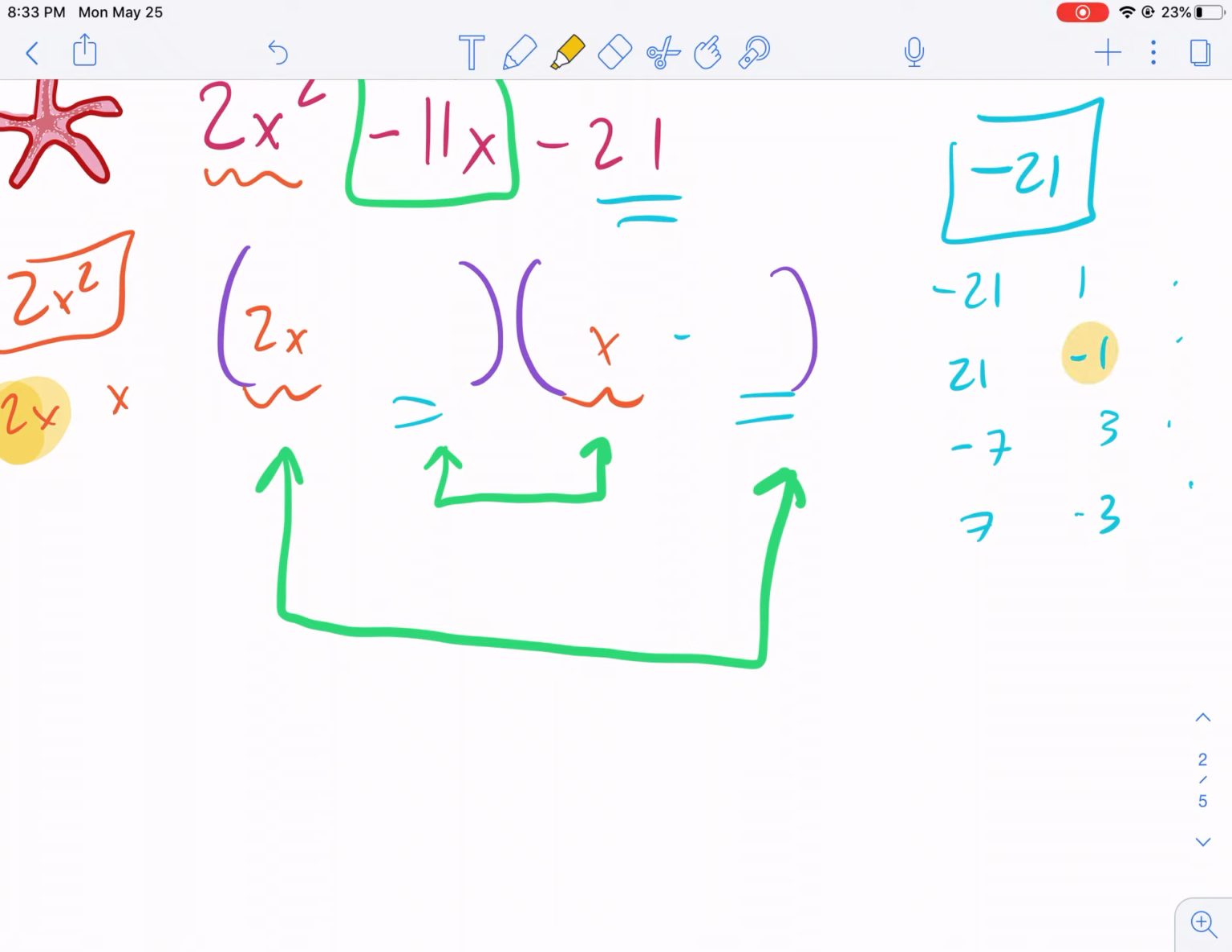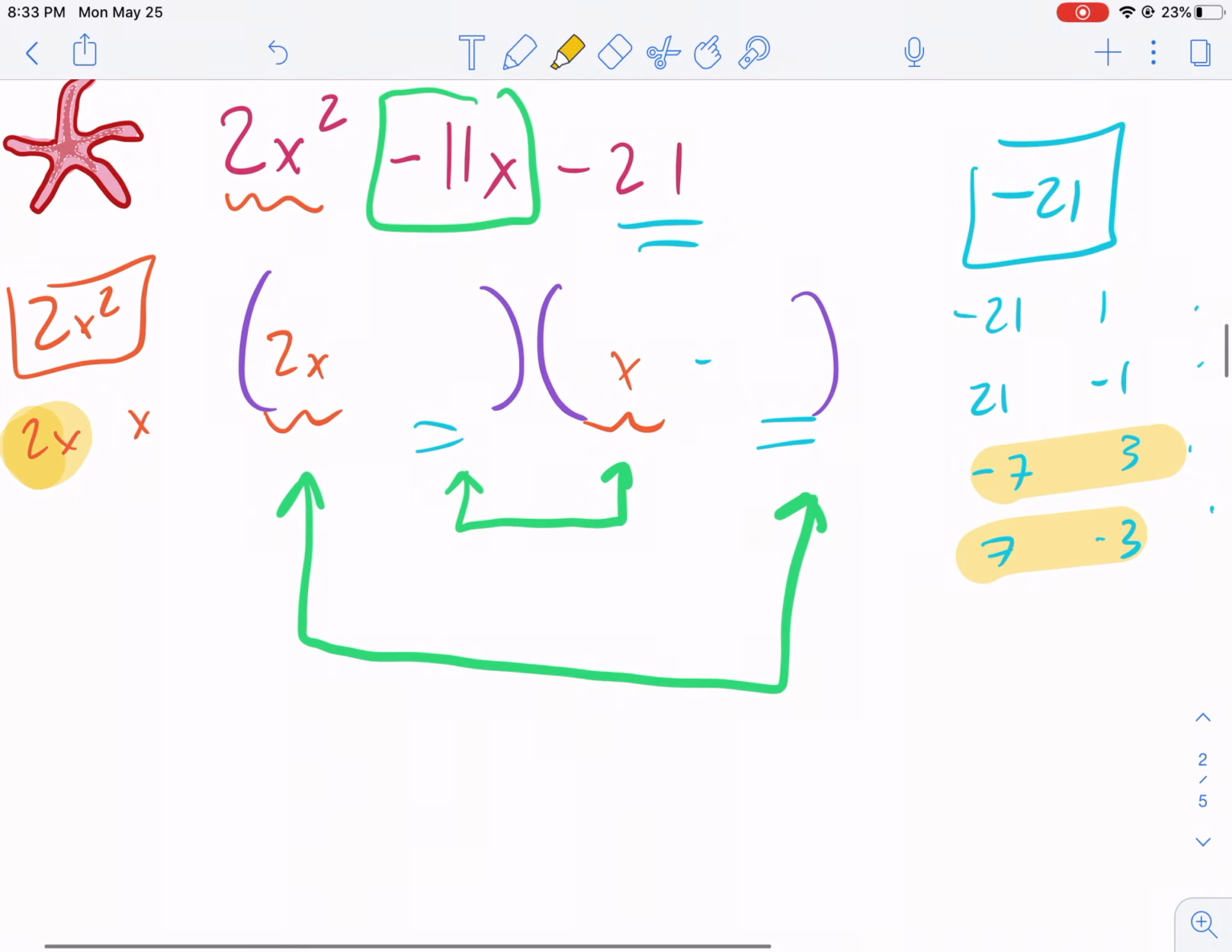2 times 1 doesn't get us really close to negative 11. Okay, so let's try 2 times 3 gets us 6. That's getting there. 2 times negative 7 gets us negative 14. That is very close. Now we're going to try these ones right here. Oops, let me do this. We're going to try these combinations because we realize that those products get us close to negative 11.